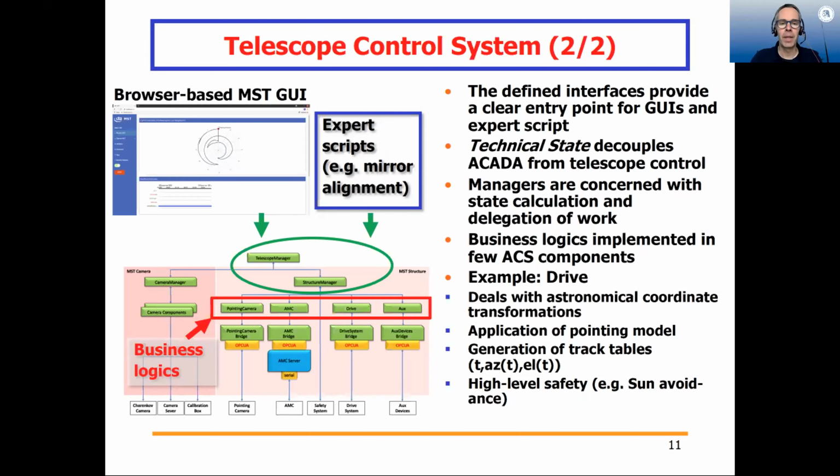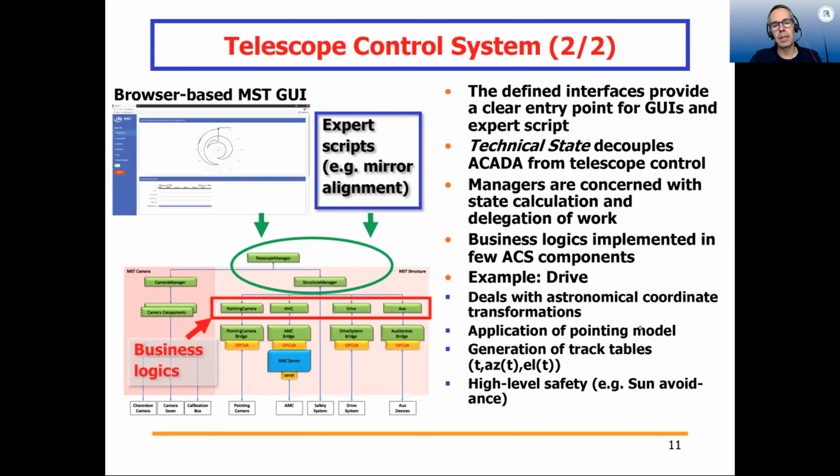And that's perfect. All the business logic here is implemented in few ACS components. And I want to illustrate this with one example, namely the drive system. Basically, we have made a decision that was motivated by safety and maintenance aspects, that everything which is astronomy is happening here in this rather high level code. So that means that the PLC at the drive system at the telescope is dealing only with azimuth and elevation. So here at this higher level, we are dealing with astronomical coordinate transformation.